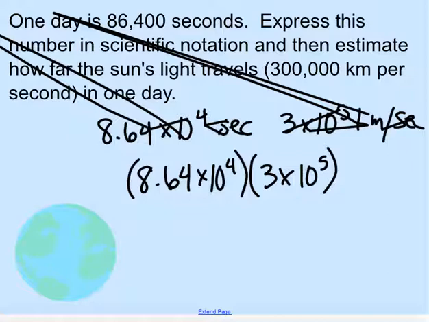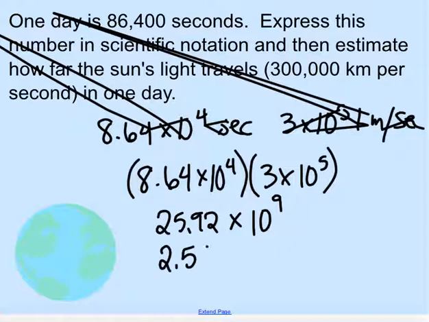And 8.64 times 3 gives us 25.92. And our powers give us 10 to the 9th power. But this is not in scientific notation, so we say we need to divide by 10. So we get 2.592 times 10 to the 10th. That's how many kilometers we're going to go in one day.